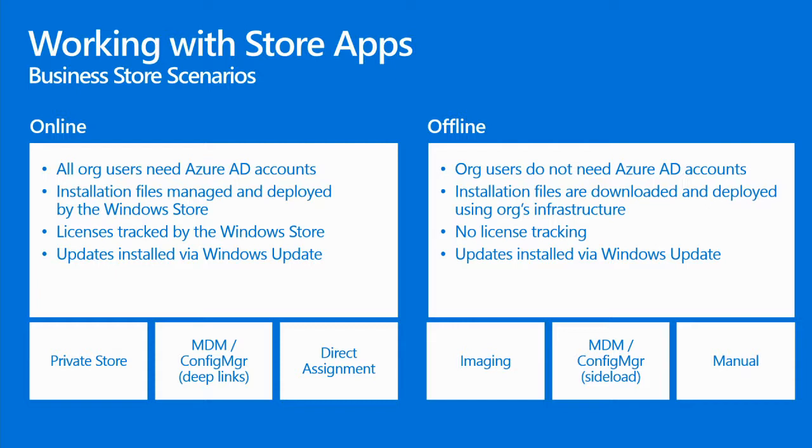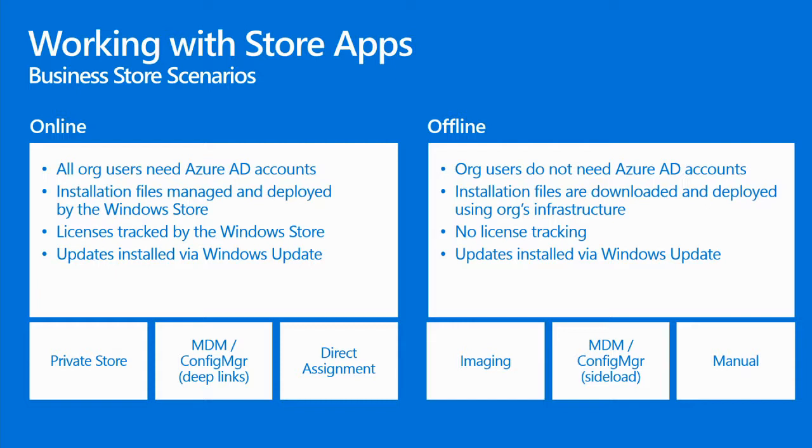On the offline side, you can download the bits and inject them into your images, sysprep and capture. When that image is deployed, the app automatically installs per user. You can pull down the bits and deploy it with MDM or Config Manager or any other software distribution tool, just like any other app today. You just build the PowerShell or DISM command to do that.